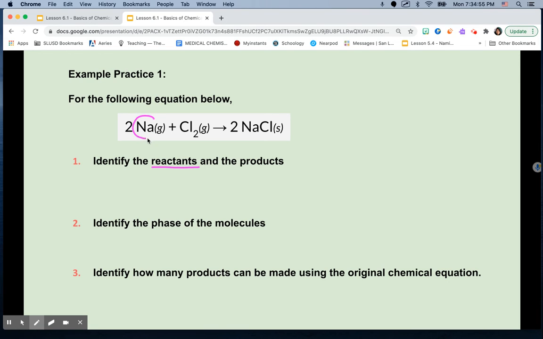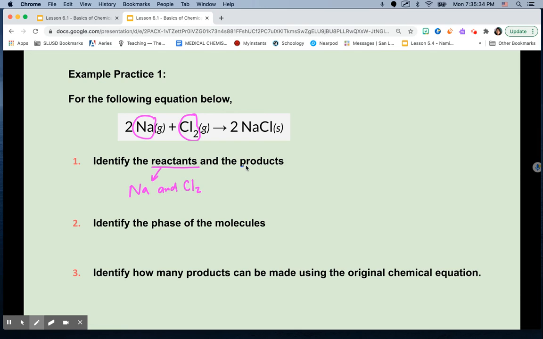Well, it's going to be Na and Cl2, right? This number 2 just means I have 2 of these Na things. And if there's no number in front, that just means I have 1 of them. So my reactants are going to be Na and Cl2. Don't really need to write the amounts of which one I have, nor do I really need to write their phases unless I'm asked for them.